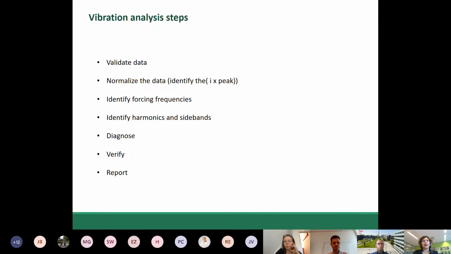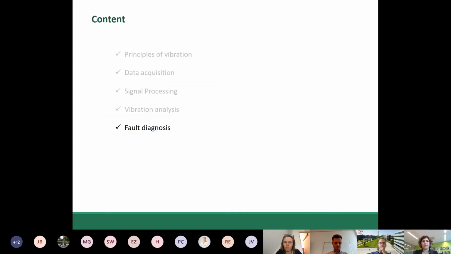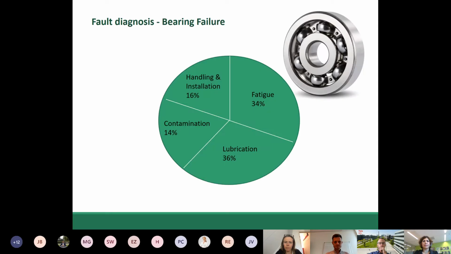Then we identify forcing frequencies in the spectra. Then we identify harmonics and sidebands. Then there is diagnose, followed by verify, and finally report. Fault diagnosis. As I said, our focus is on bearing failure.